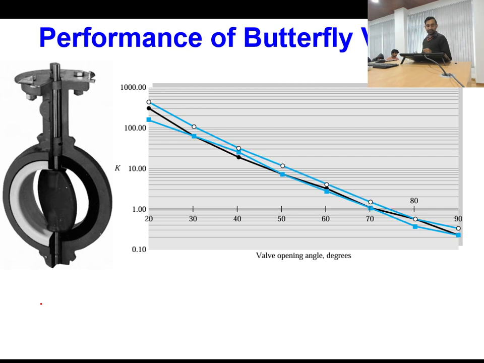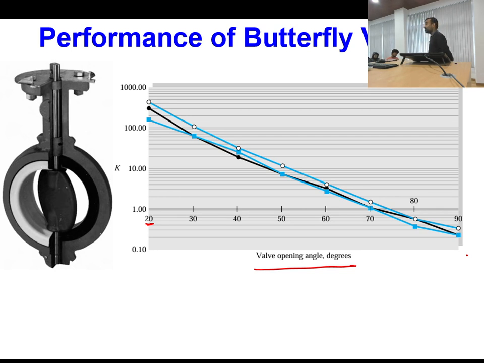Because the opening of this butterfly valve is completely dependent upon the angle at which it is set, for obtaining the loss coefficients we are using valve openings in terms of an angle parameter. Okay, so when the angle is 20 degrees, it means it is very much restricted, so then you have a high loss coefficient, and when the angle goes to 90 degrees, then the loss coefficient becomes very small. Is this one clear?